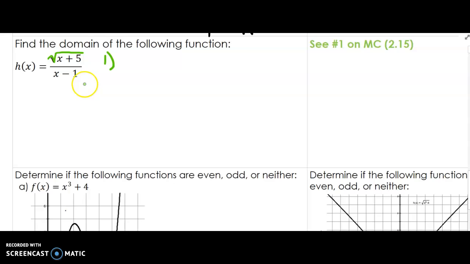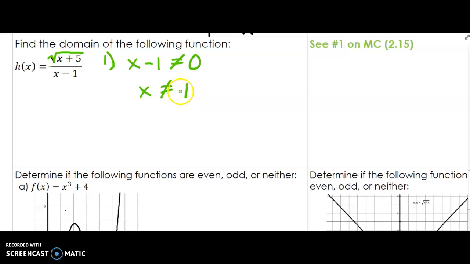And because of that fact, I need to make sure that whatever I plug in for x does not make my denominator of this fraction equal to 0. So my denominator, which is x minus 1, I need to say it cannot equal 0. So an equal sign with a slash through it. X minus 1, my denominator, cannot equal 0. And when I go ahead and solve for x, I'm adding 1 to both sides. I get x cannot equal 1.